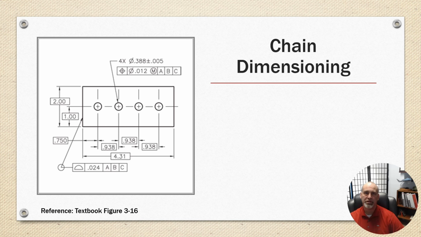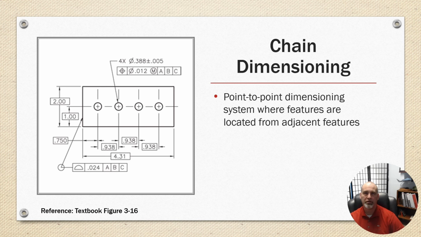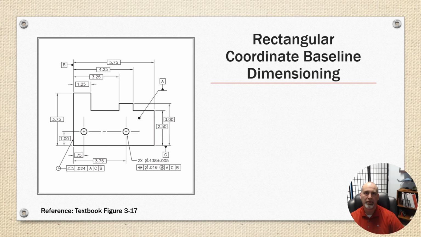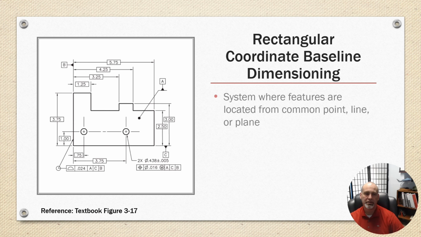Okay, chain dimensioning. It's where you have dimensions that go from point to point. It's a dimensioning system where features are located from adjacent features. This will add up tolerance stack if you do this. It provides direct means of showing location requirements. Rectangular coordinate baseline dimensioning, okay, is a system where features are located from a common line or point.